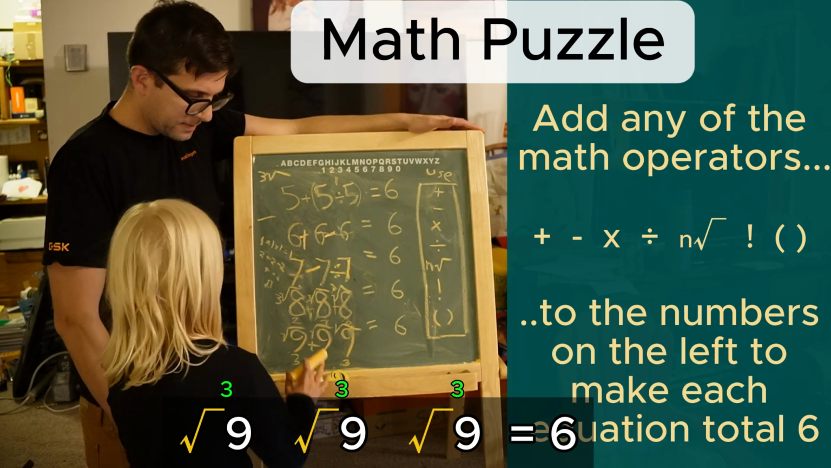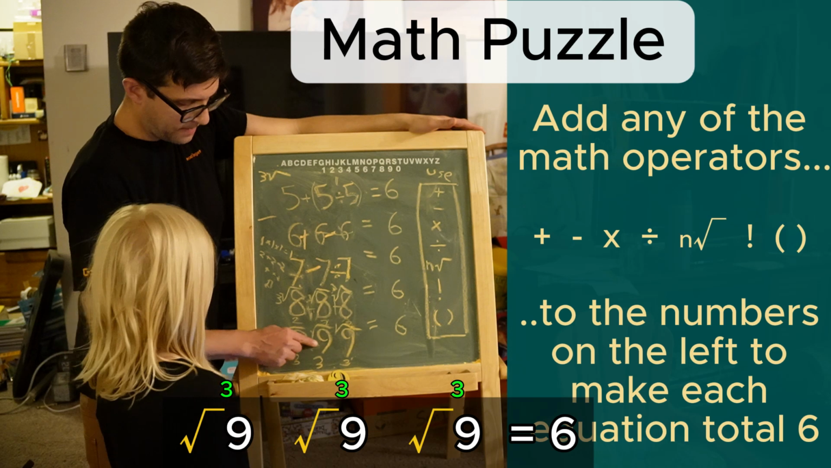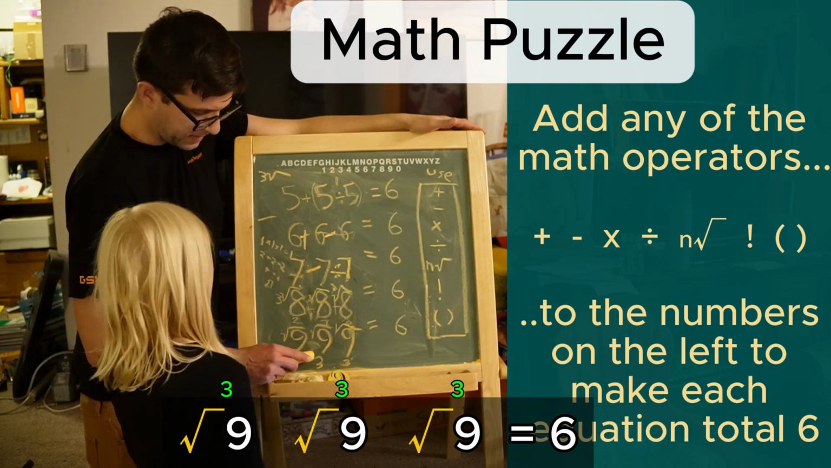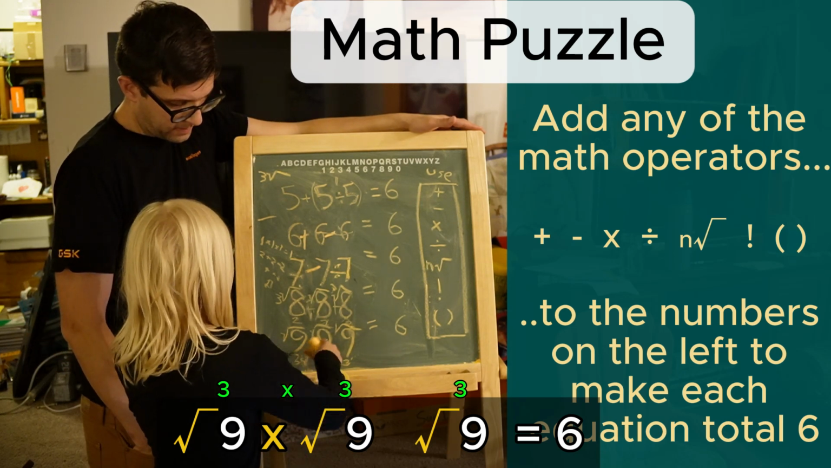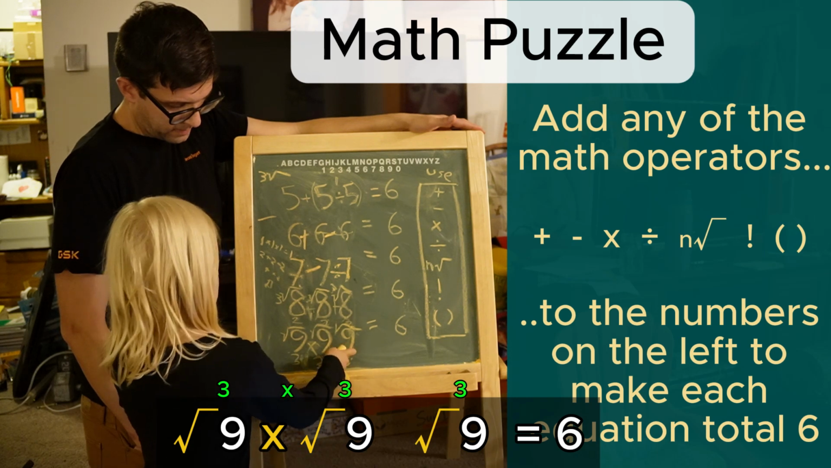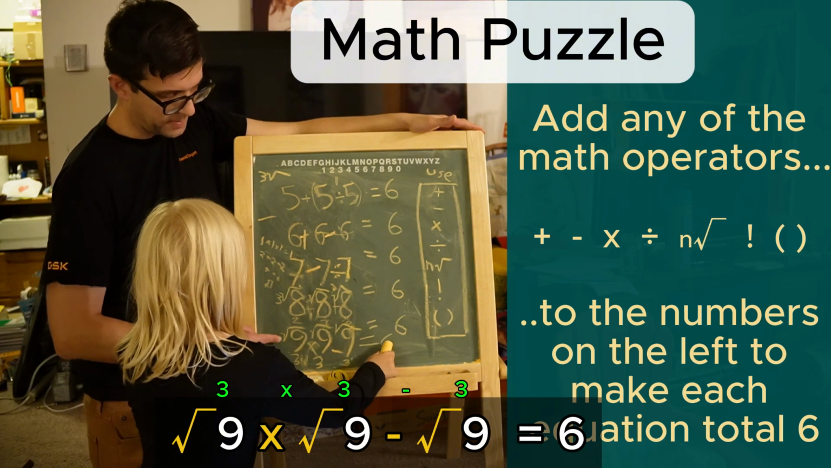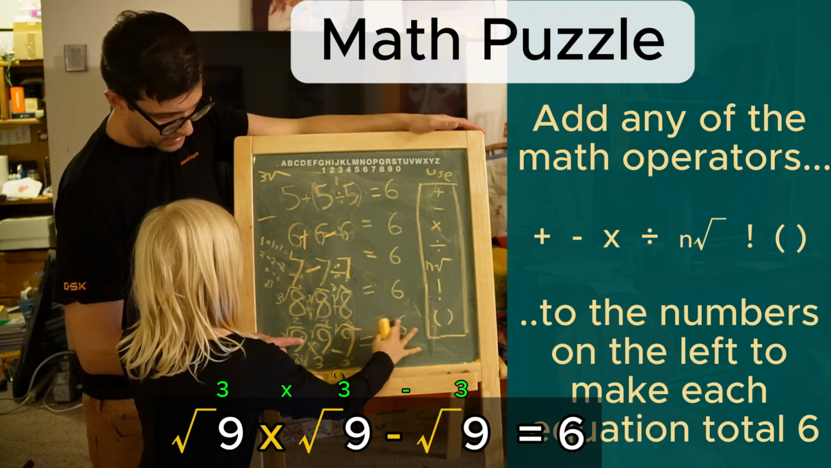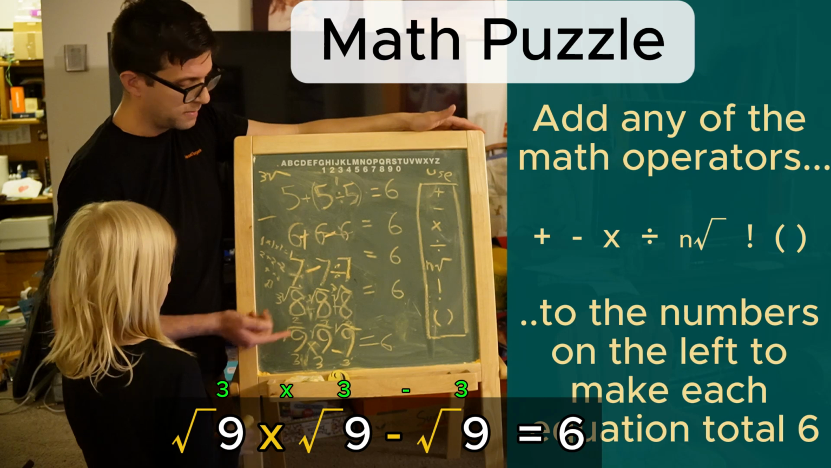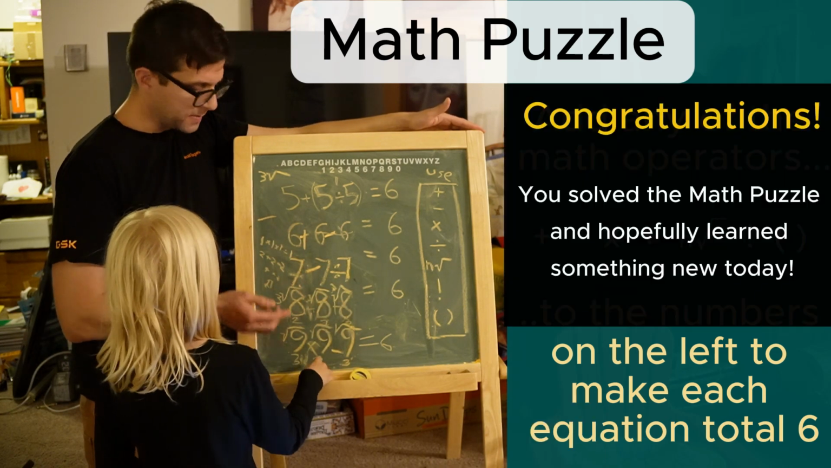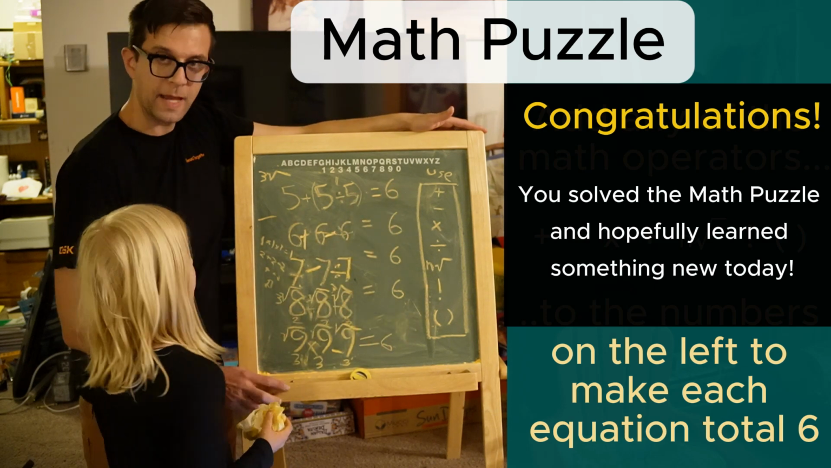No, we did something else. I think this was a multiply situation. 3 times 3. Oh, yeah. We put that multiply right here, and then minus 3 equals 6. 3 times 3 is 9, minus 3 is 6. So to be clear, we got the square root of 9 times the square root of 9 minus the square root of 9. So we've now solved all of these problems, making 6, just using these standard mathematical operators.